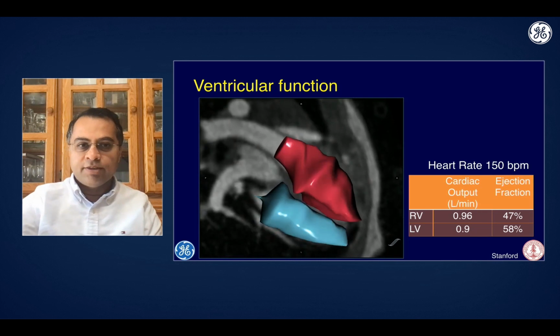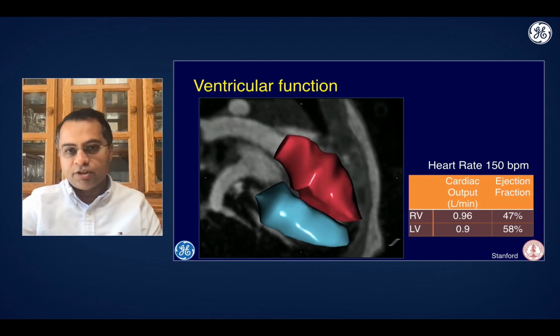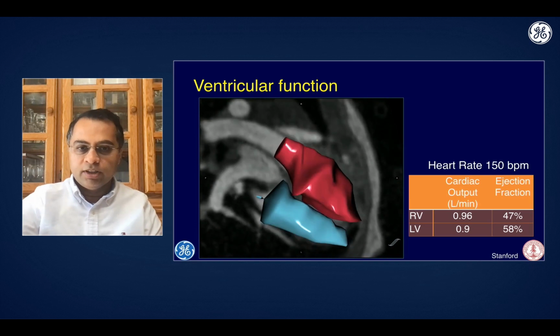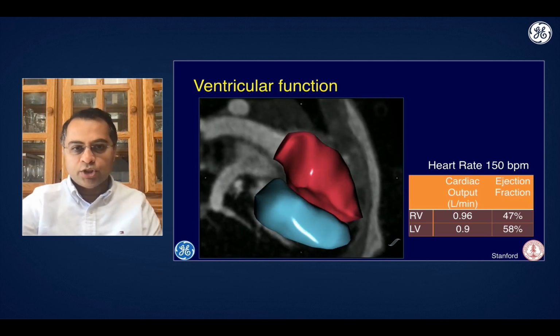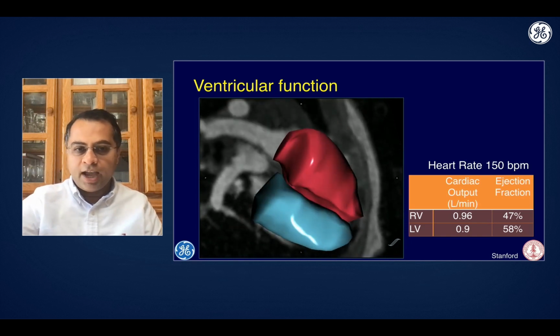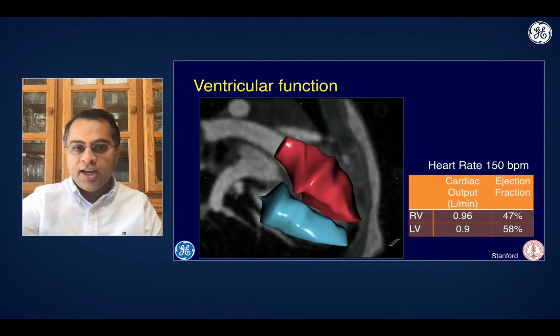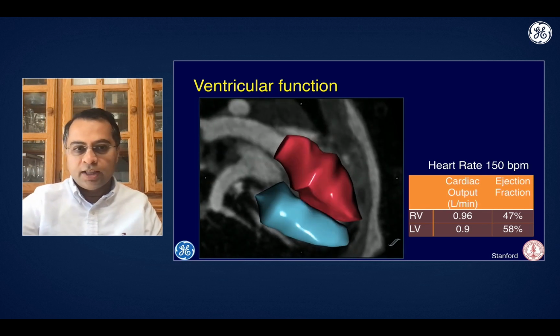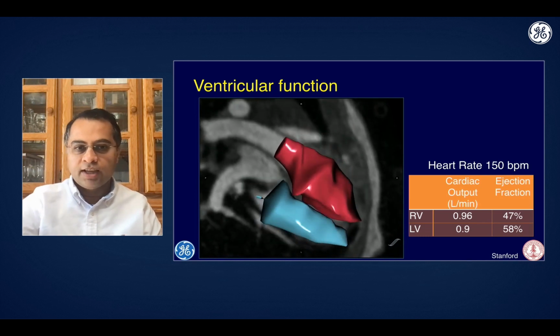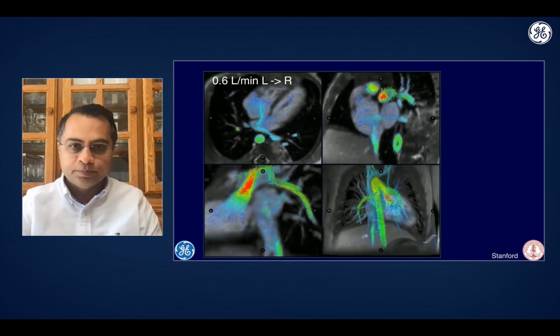Similarly, we can obtain ventricular function from these exams. So I talked first about flow, and you saw how that was calculated. But similarly, on these 4D flow acquisitions, we can segment out the ventricles, both right and left in this case, and determine the cardiac output and ejection fractions. And in this particular case, I'll note that the heart rate was exceptionally high, 150 beats per minute, but we're still getting very good image quality.